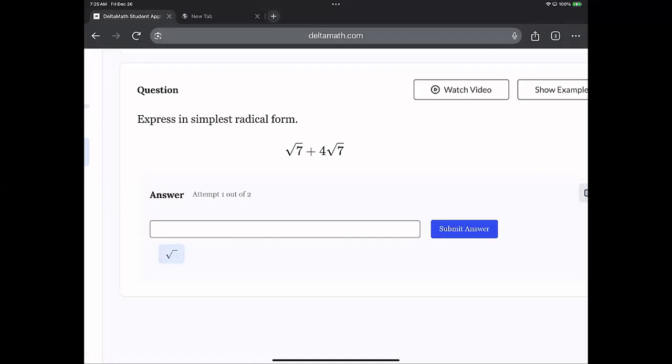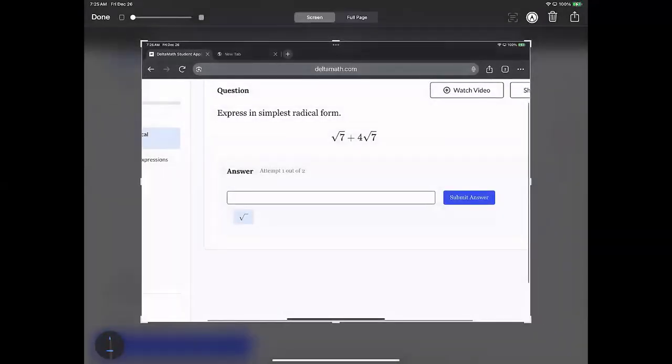If I had 1x plus 7x, you guys know that all you have to do in this instance is take the coefficients, the 1 and the 7, and add them together. And then you keep the variable x, right? It's the same idea for radicals.